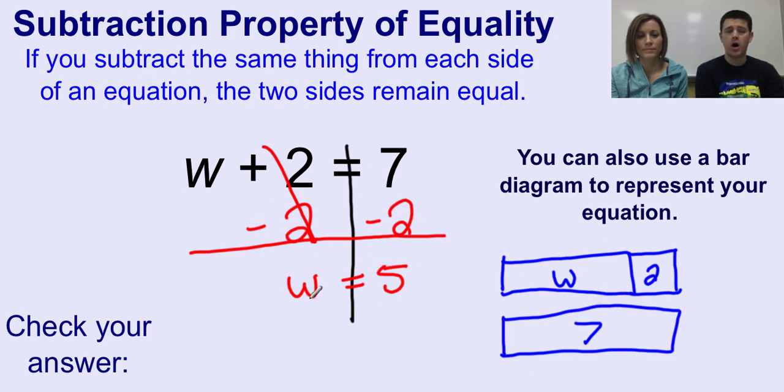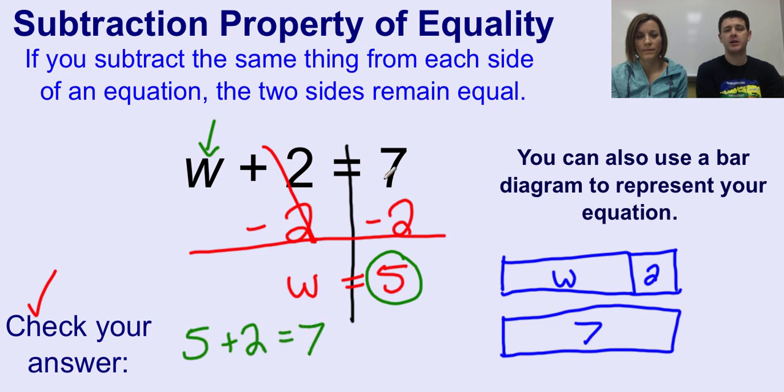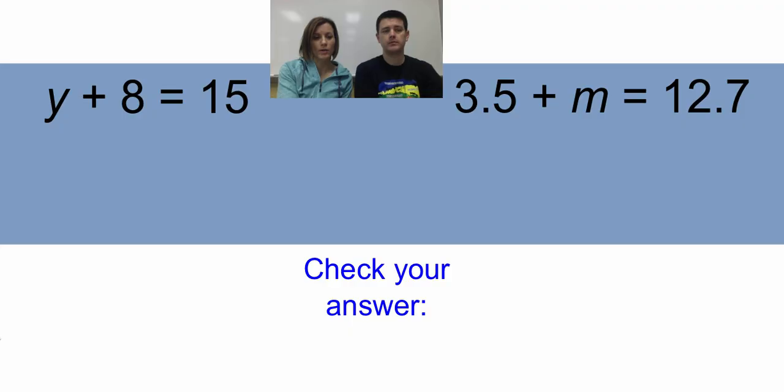But you have to show all of that work in solving an equation. And then you always have to do your check. That means take your answer, 5, plug it back in to the original equation. So instead of w, plug in 5, plus 2. 5 plus 2 is 7. That's what we wanted. So we have checked our solution. And this check seems pretty simple with these, but when we start adding decimals and fractions, we're really going to need our check.